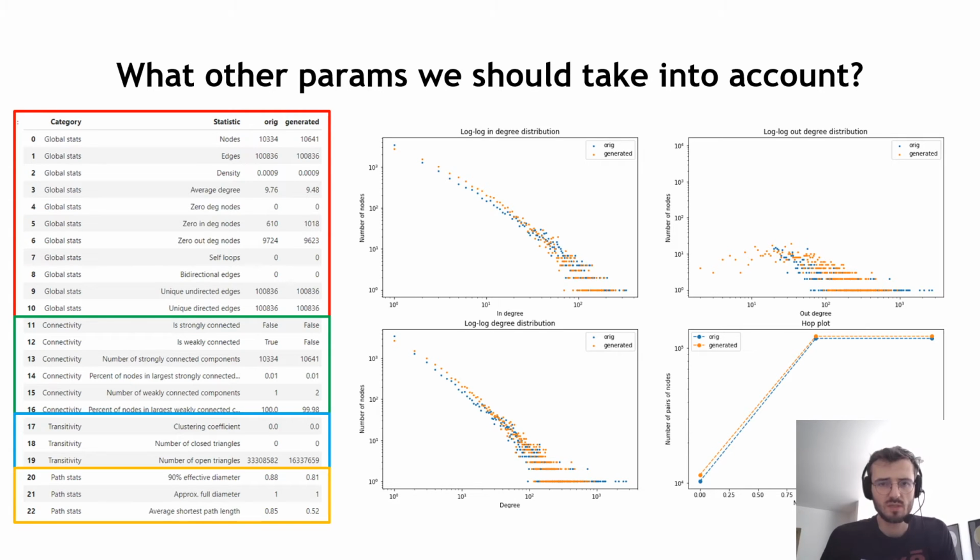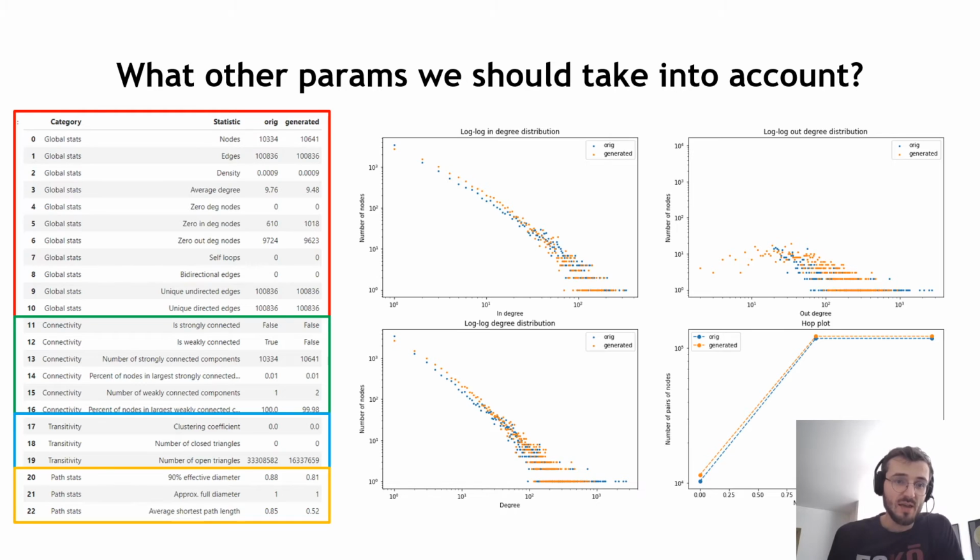Obviously, I'm presenting results for a single realization, but if you check that approach on other graphs, you'll see the solution is consistently good. What can bother us here is that the graph that is generated is not strongly connected. But this situation is not that bad, because as you see in line 16, almost all, 99.98% of the nodes are in the largest weakly connected component.